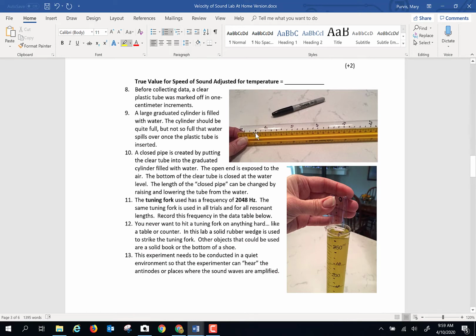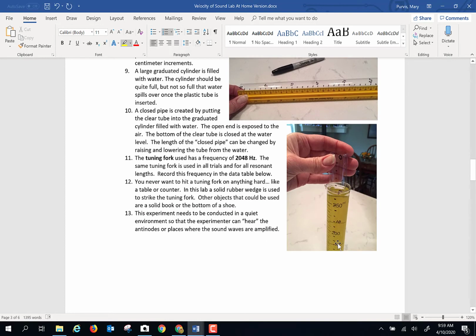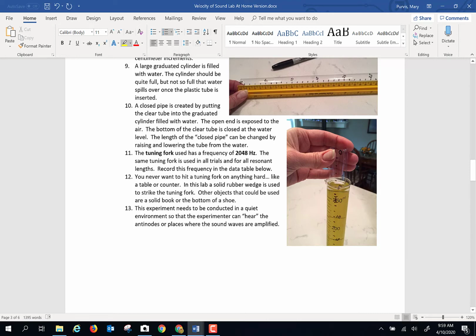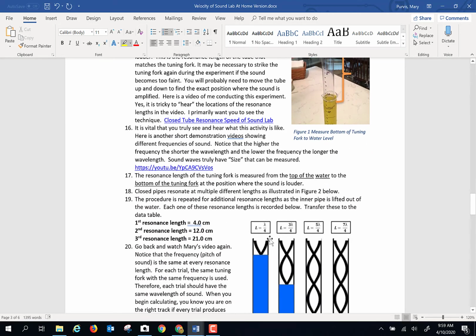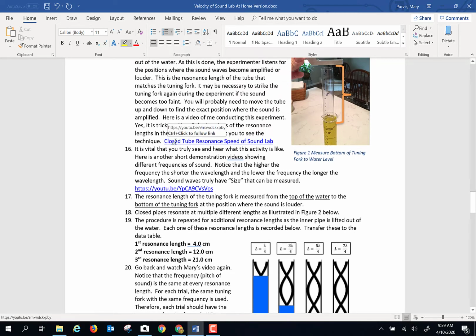How the lab is conducted is a clear plastic tube is put into a graduated cylinder. This is raised up and down, and it produces a closed pipe. The bottom end is closed, the upper end is open, and by raising and lowering the pipe, you create different resonant lengths. Holding the tuning fork above this, you can determine or find the spot by listening. You can actually hear the places where antinodes, or high amplitudes of sound, are created. I made myself a little video of me doing this lab right there. It's a little 40-second video. I highly recommend that you watch it.